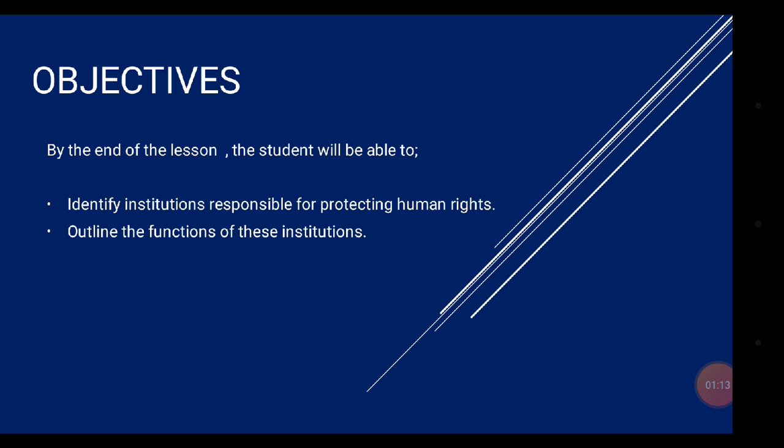By the end of the lesson, I'm expecting that the students will be able to identify institutions responsible for protecting human rights and outline the functions of these institutions. So you listen attentively and follow carefully. By the end of the lesson, we can achieve this objective, that is, that you can be able to identify institutions responsible for protecting human rights and also outline their functions accordingly. Great.